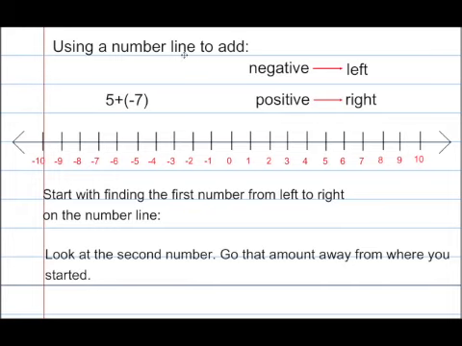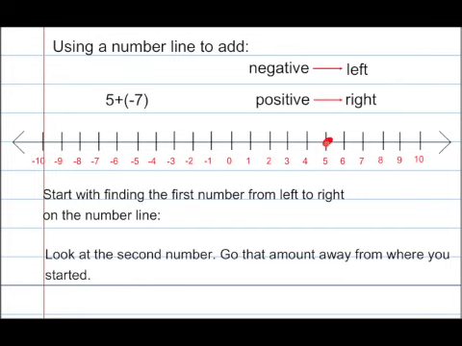So using a number line to add, first we're going to identify, here's our problem, 5 plus -7, and we're going to identify the first number from left to right. So what that means is, like reading from left to right, my first number is going to be 5. So let me get a marker here, and I'm going to find 5 on the number line. So there's my 5, and now I'm going to look at the second number. So find the second number. There it is, -7.